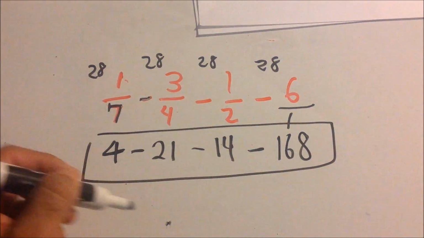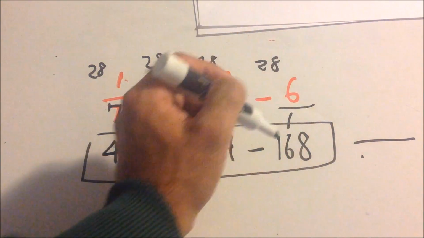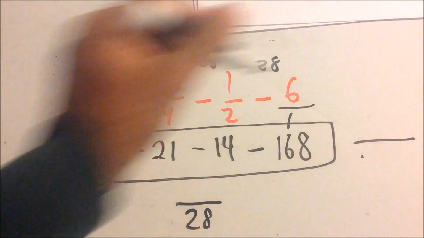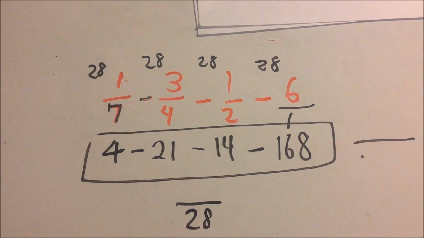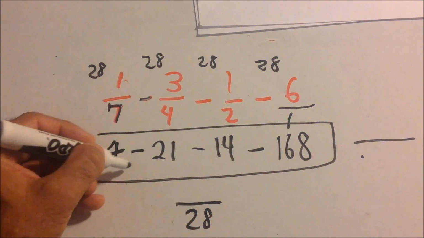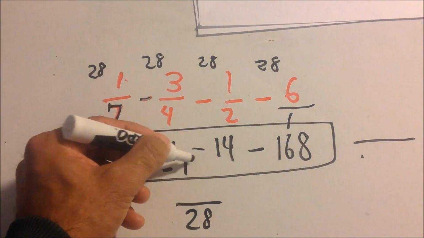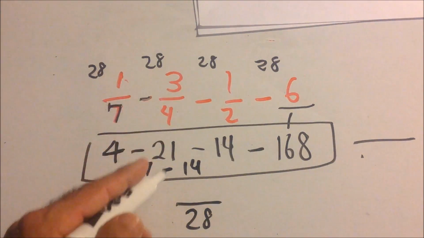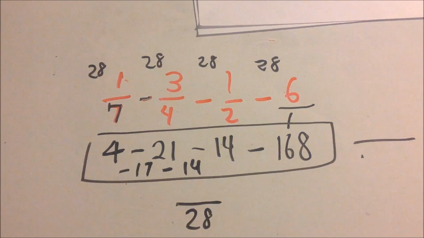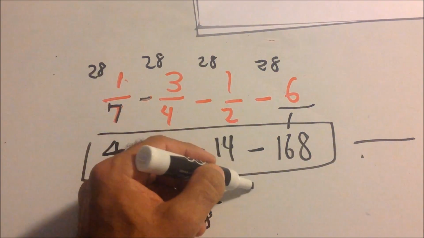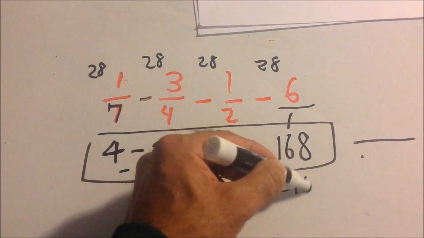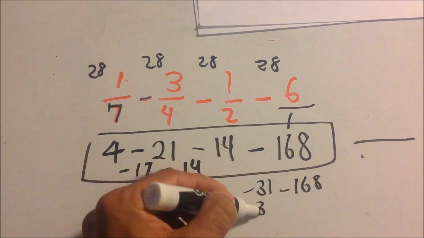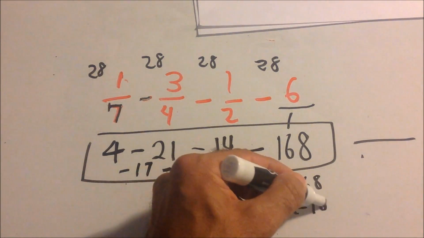Okay, now we know we're going to have 28 in the denominator. Let me bring it over here. 28 is going to be in the denominator. And we just do our operations up here. So 4 minus 21, right? We have a negative 17 minus 14. You've got to remember, keep change here. So this will be minus 17 plus minus 14. Remember, keep change. Right, so that will give us a negative 31 minus 168, which again will be a minus 31 plus negative 168.